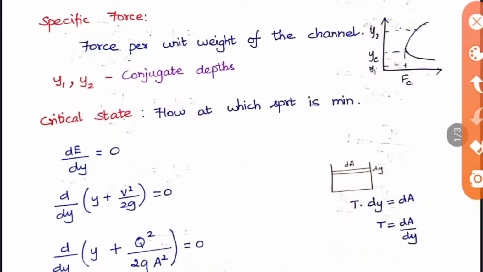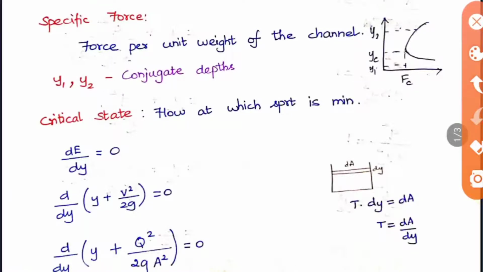Here we take Y1 and Y2, where Y1 below YC we call supercritical flow, and Y2 above YC we call subcritical flow. Everything is the same, but here these Y1 and Y2, the two different depths possible for the same specific force, are called conjugate depths. Whereas in the specific energy curve they are called alternate depths, here both are called conjugate depths. These are the differences between the specific force curve and the specific energy curve.